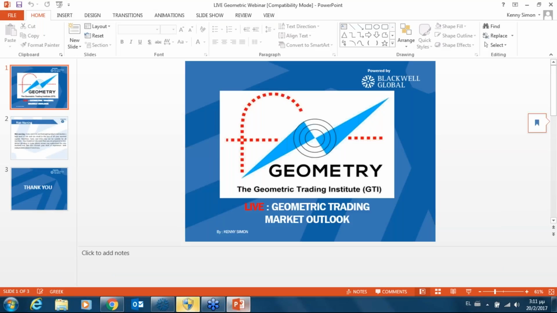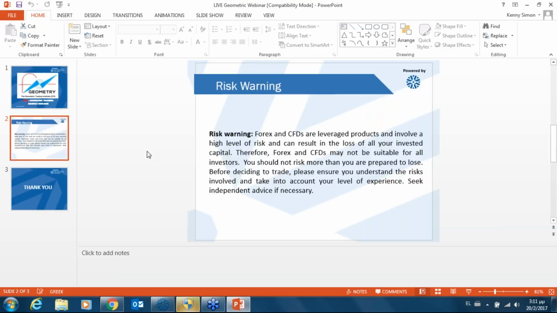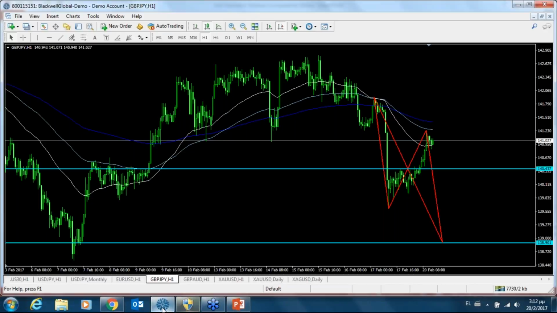But before going through the charts, I'll just read out aloud the risk warning before we start the market outlook. Forex and CFDs are leveraged products and involve a high level of risk and can result in the loss of all your invested capital. Therefore, Forex and CFDs may not be suitable for all investors. You should not risk more than you are prepared to lose. Before deciding to trade, please ensure you understand the risk involved and take into account your level of experience. Seek independent advice if necessary. So that's the risk warning. We can now go on to the charts.